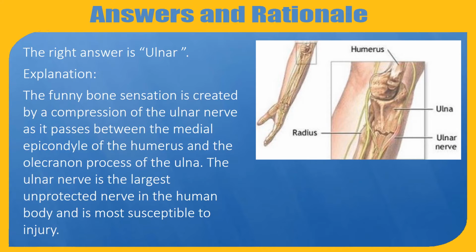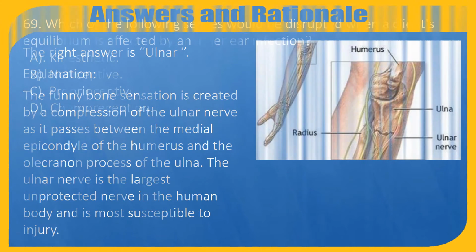Explanation: the funny bone sensation is created by a compression of the ulnar nerve as it passes between the medial epicondyle of the humerus and the olecranon process of the ulna. The ulnar nerve is the largest unprotected nerve in the human body and is most susceptible to injury.